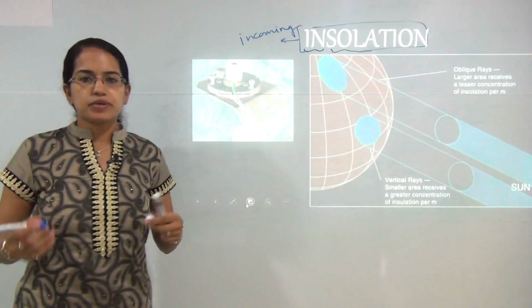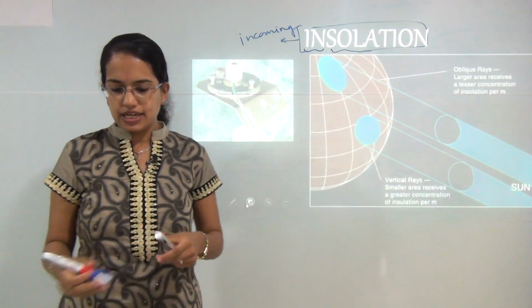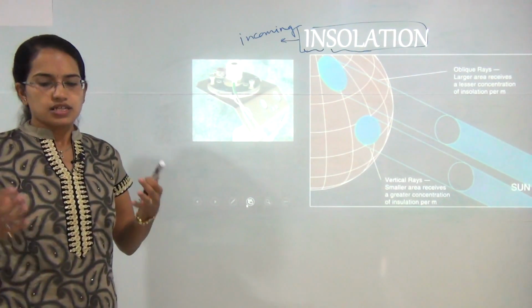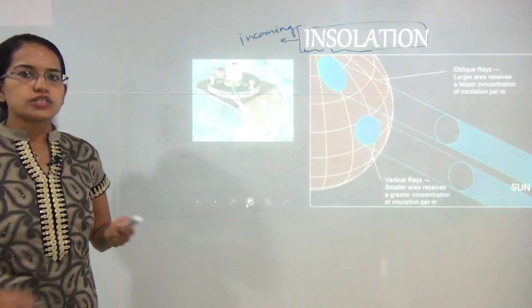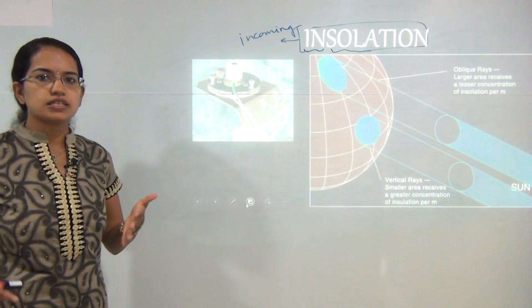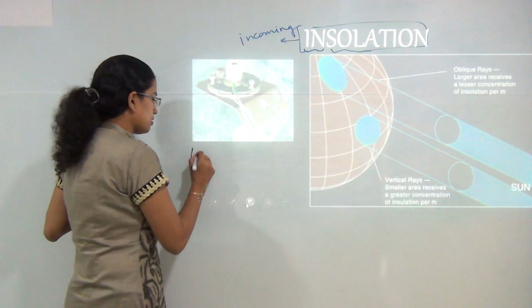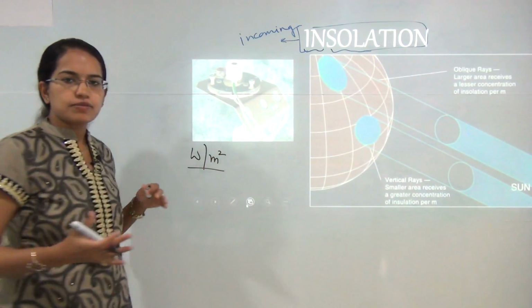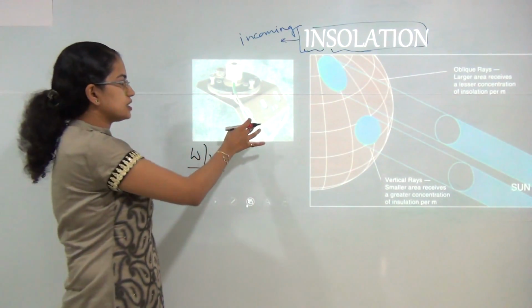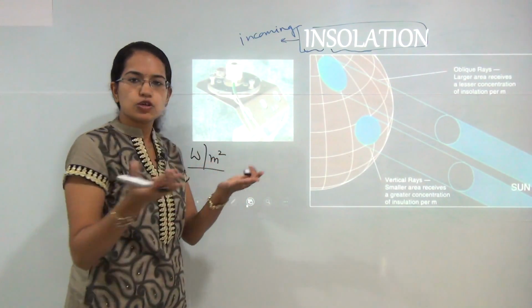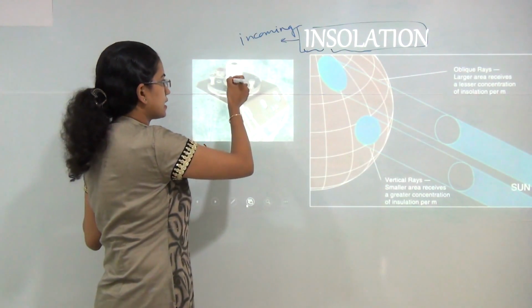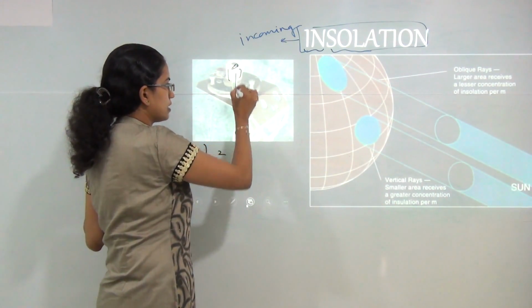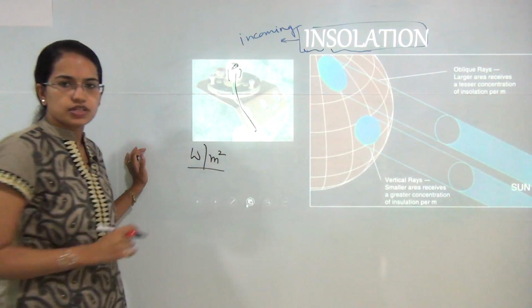Now when we try to measure insolation, I can say it is the average irradiance, which can be measured in watts per square meter per day. So watt per square meter per day is how we can measure insolation. This is a device which can be laid down onto a horizontal surface and connected, and this device would help you find out the insolation of the region.